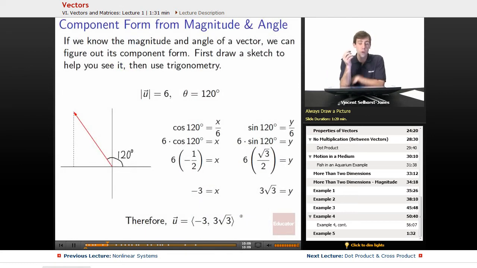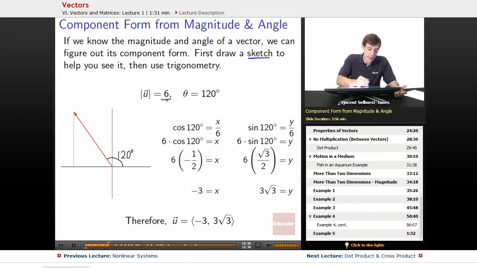All right. Now, what if we've got the component form? We talked previously about taking the magnitude and angle and getting component forms. Now we talked about the exact opposite of that. So now we're going to say, what if we know the magnitude and angle and we want to get the component form? So we can figure that out. First thing first, always draw a sketch. It'll help keep things clear and help you understand what's going on. And then from there, you just use trigonometry.